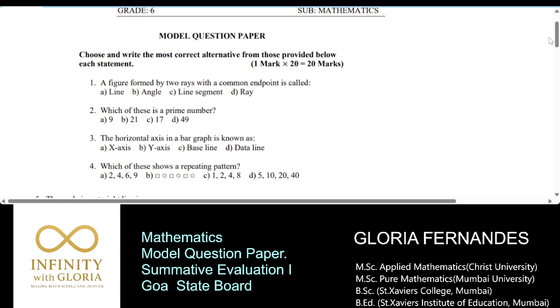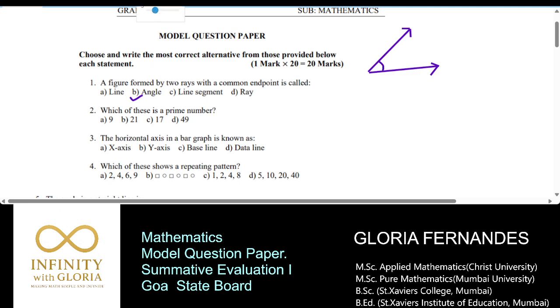Okay, so the first question is a figure formed by the two rays with a common endpoint. So how will the figure look? The figure will look like this. You have one ray like this and another ray, and you have the common endpoint. So what will it form? It will be forming an angle. So your option is B.